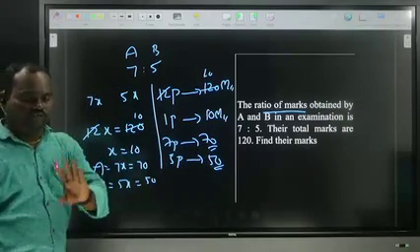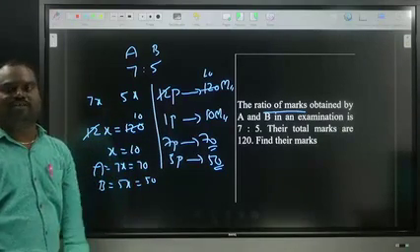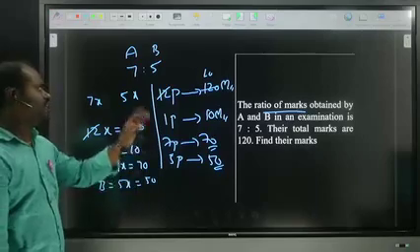By school maths it is 7x, 5x, or by ratio in competitive examinations, we will treat them as parts only. 7 parts, 5 parts. That is one kind.